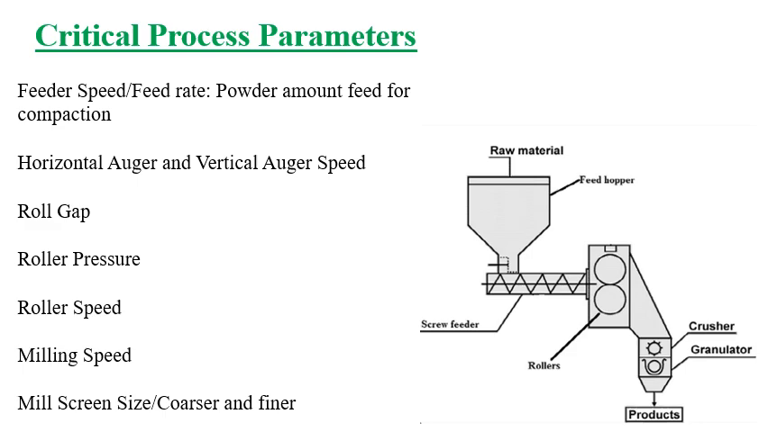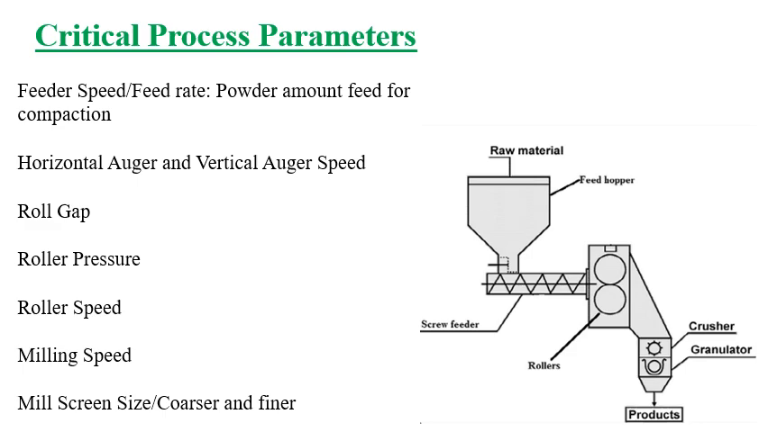So in this figure you can see the roller compaction. In this, raw material is fed through the feed hopper, and the screw feeder carries the powder to the rollers. In between the rollers the powder is forced, and due to the compression forces of the rollers the powder gets converted into ribbons. Those ribbons are crushed and milled to get the granular powder.